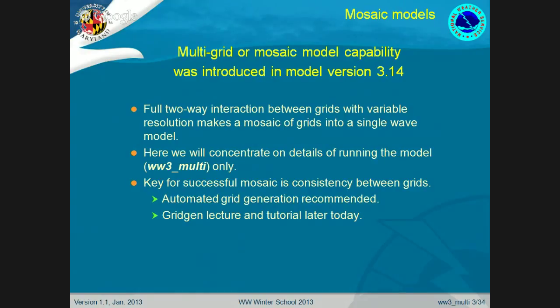The multi-grid feature was actually already in version 3.14, so that was 2002, 2003. The idea is that you can have two grids which are two-way nested. The small grid is averaged to get the data on the coarse grid, and the coarse grid interpolates on the fine grid, so it's a two-way communication. One of the issues, and it was the same issue with the nesting, is that you have to make the two grids consistent, especially in how to define the boundary conditions. This is why we will be using this afternoon this grid generation tool from NCEP, which is a MATLAB-based tool.